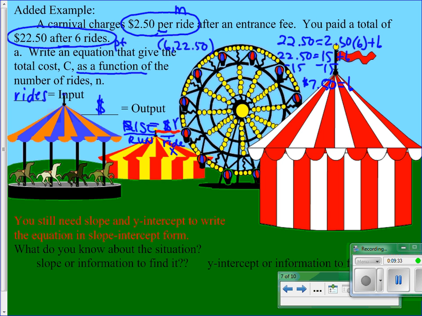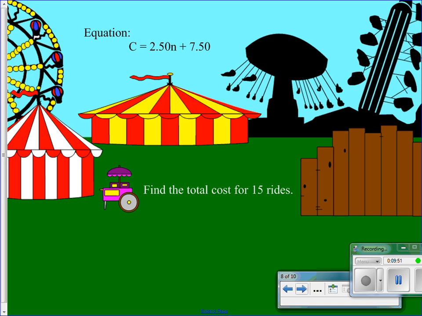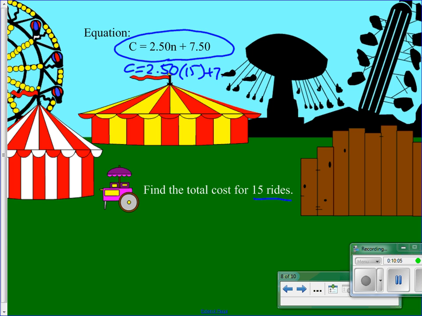If you look back at this story, your b is your starting point. It's when x equals 0. And x is our number of rides. So how much do you have to pay when you have gone on no rides? You have to pay an entrance fee. The 7.50 is that entrance fee. So my equation, my cost equals 2.50 per ride plus my entrance fee. So I can figure out how much for 15 rides by plugging in 15 and solving. And I know you guys can do that.